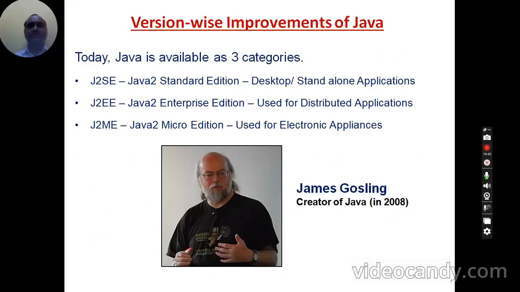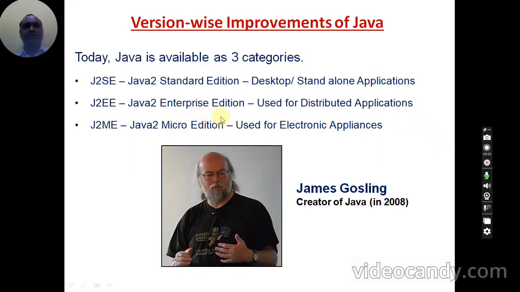Today Java is used everywhere, from developing simple standalone applications to distributed applications, which are very complex. Because of this, Java is available in three categories: J2SE, J2EE, and J2ME. J2SE: J2 stands for Java 2, SE stands for Standard Edition. J2SE is used to develop desktop or standalone applications, that is, applications that run on only one computer system.